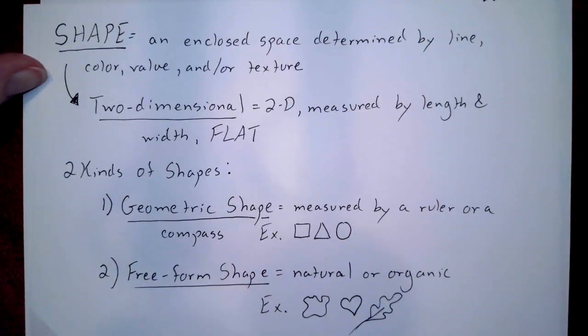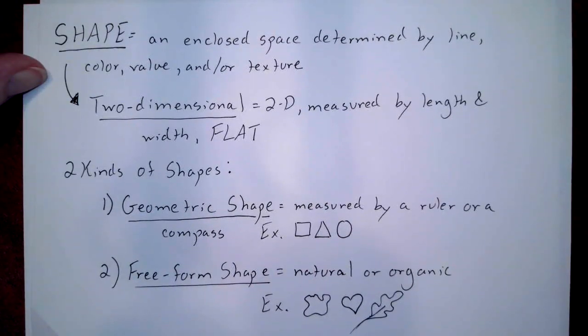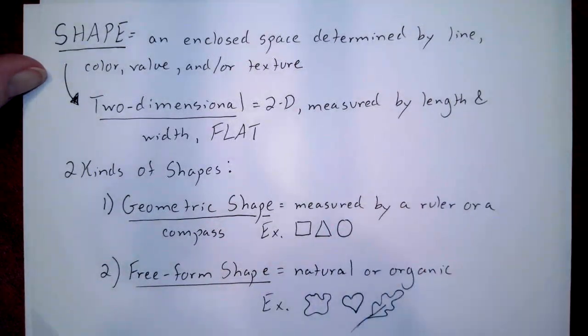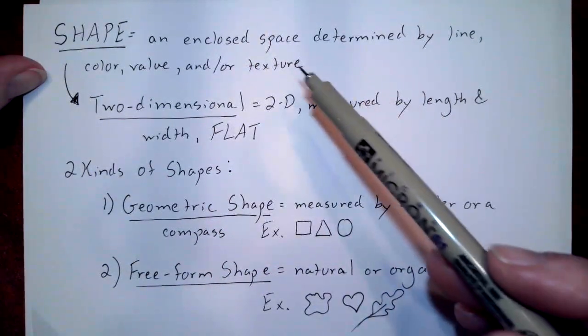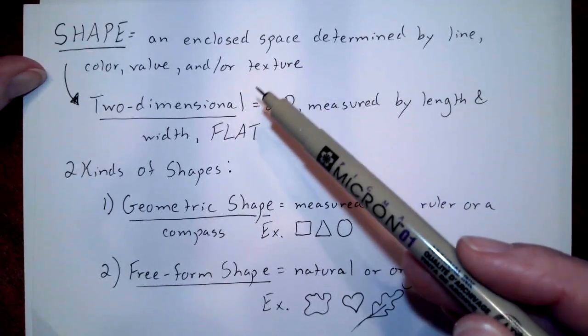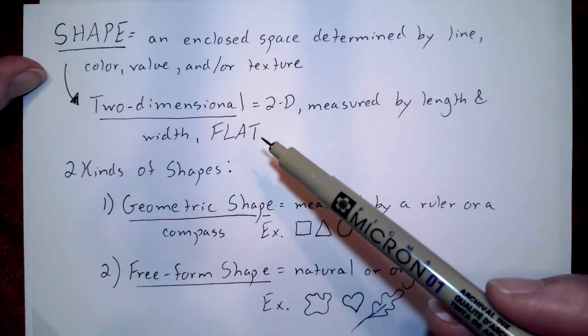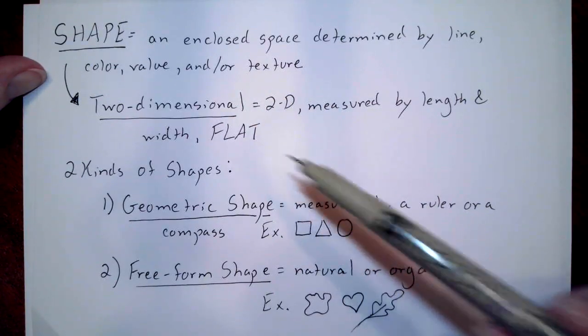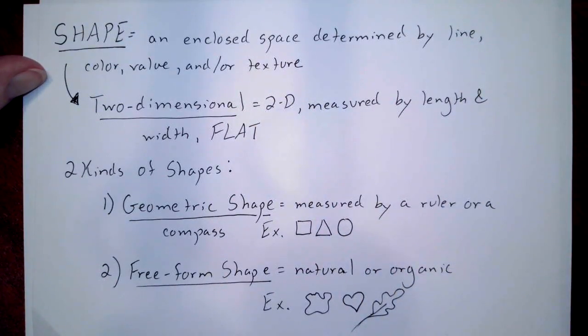Hello. So today we're going to talk about the difference between the elements of shape and form. Right now we're looking at shape. Shape is an enclosed space determined by line, color, value, and/or texture. We know that a shape is 2D and it's flat. Okay, so think of it like your piece of paper. It's a rectangular shape. It's very flat, it's thin.